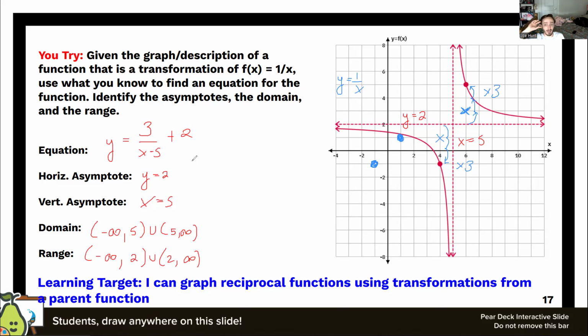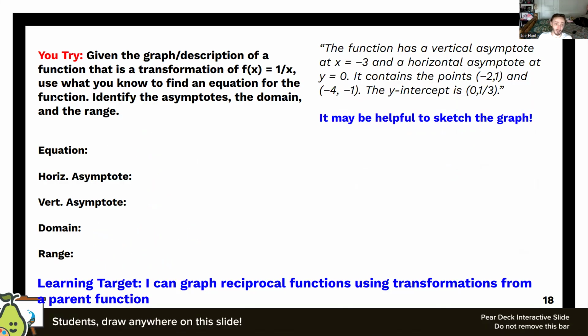If I had noticed that my graph was upside down, then I could have made my a negative value there instead of a positive value, and I could have gotten all 4 transformations done. Now, that one's a little trickier, right? It captured a lot of behavior there.